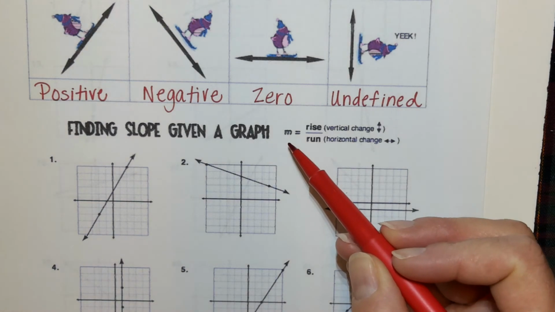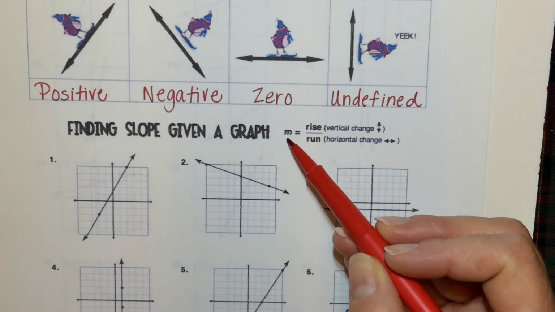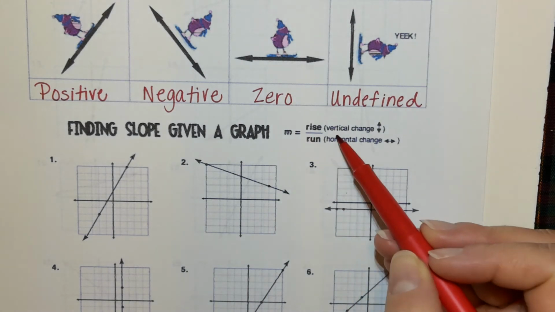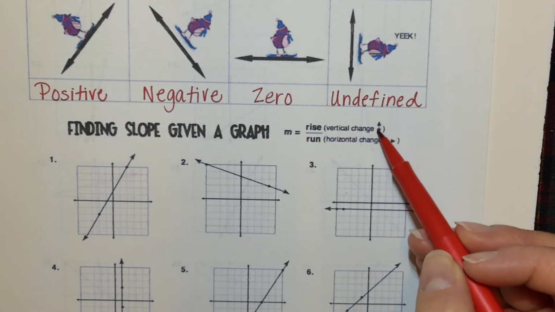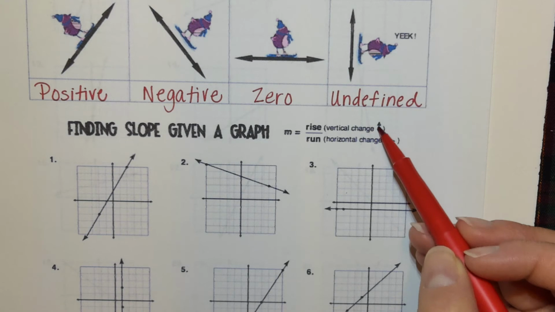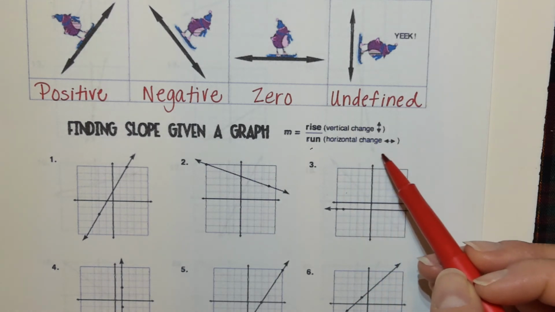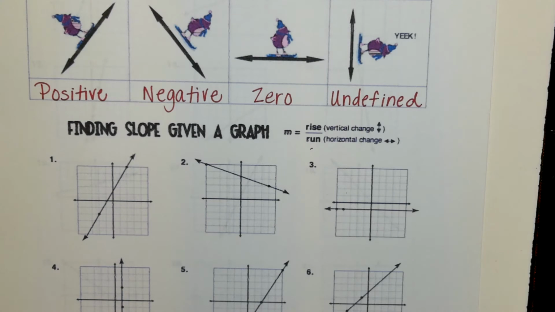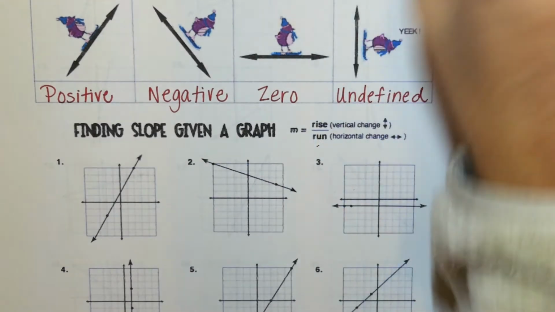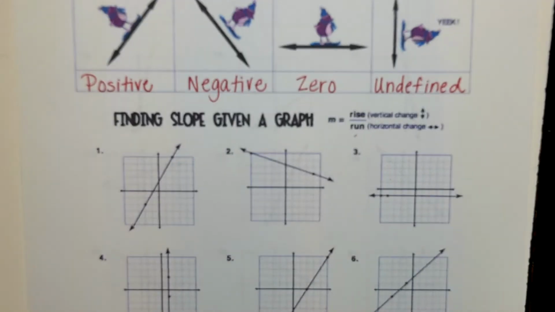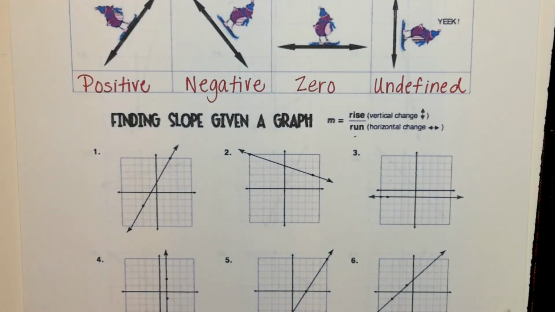What you might have a difficult time seeing, I can't zoom in any further, but they're just showing the ratio here. This m means slope is equal to the rise over the run, and the rise is the vertical change. Again, that's how much your line is changing in the up and down movement from one point to the next. And then the run is that horizontal change, that side-to-side movement between 2 points. Now we're going to look at some lines and see if we can write the slopes.